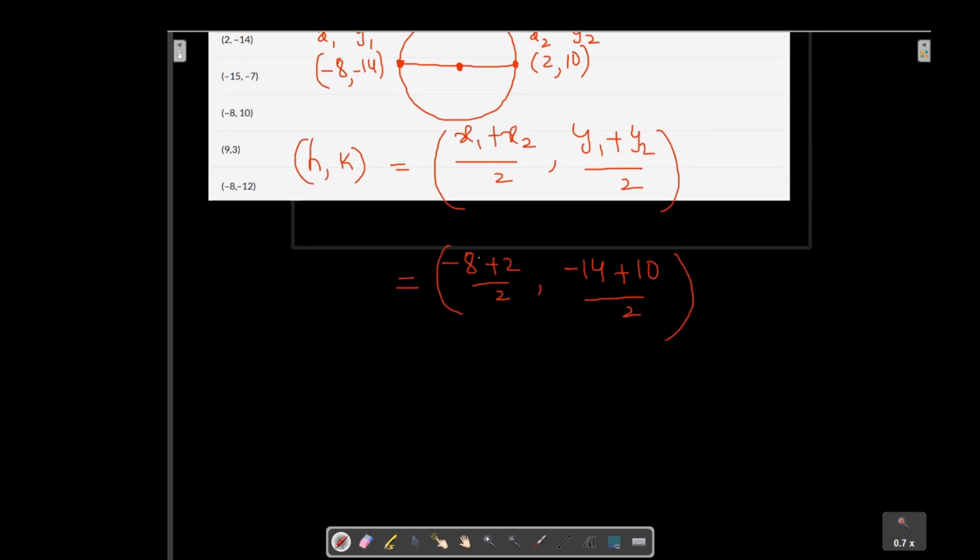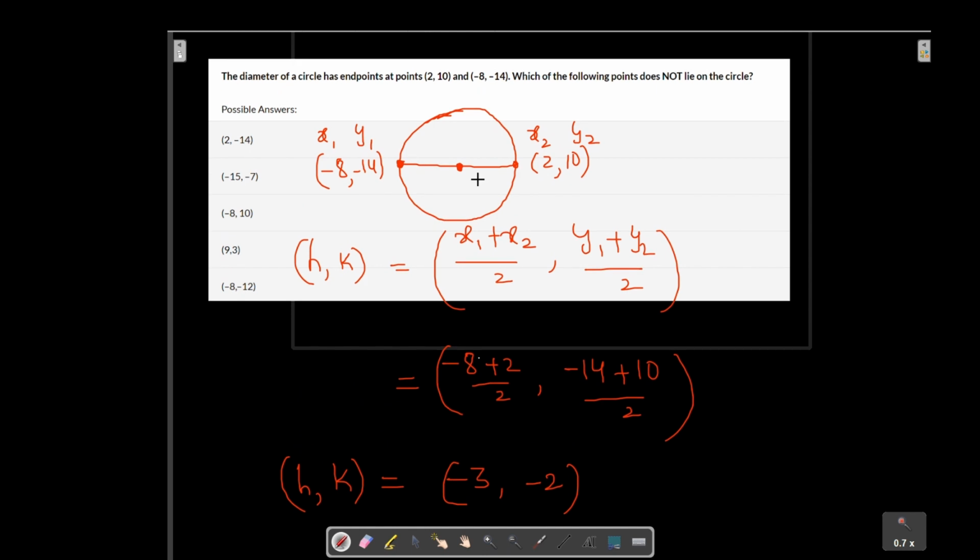Negative 8 plus 2, negative 6 over 2, which is negative 3. Negative 14 plus 10 over 2, which is negative 4 over 2, it is negative 2. We got the center, h comma k equals negative 3 comma negative 2. We need to find the radius.